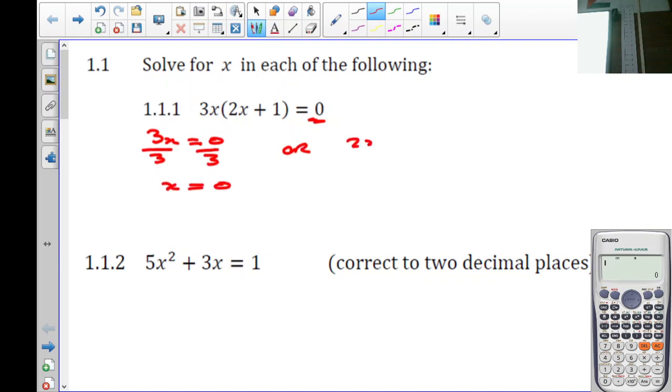Or 2x plus 1 is equal to 0. 2x is equal to negative 1. So I'm solving for x here now. Divided by 2 both sides, x is then equal to negative half.